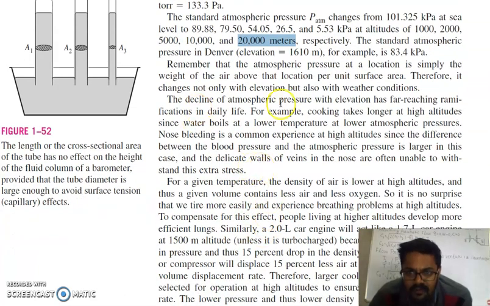Also, the decline of atmospheric pressure with elevation has far-reaching ramifications in daily life. For example, cooking takes longer at high altitude since water boils at a lower temperature at lower atmospheric pressure. The boiling point of water changes with the pressure. If pressure decreases, the boiling point of water will decrease. It will evaporate at 90 degrees Celsius, so the heat won't transfer to the food, and the water will escape, and the food will remain uncooked.